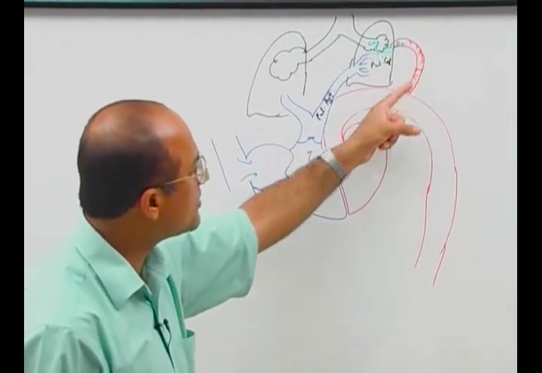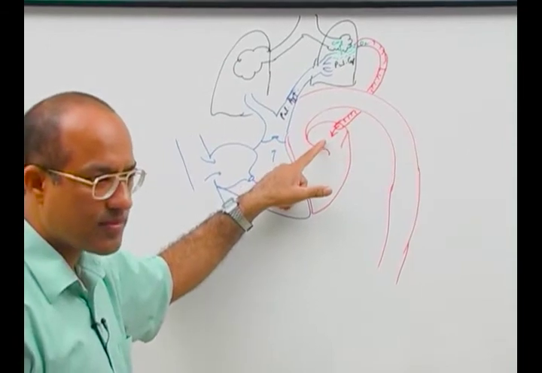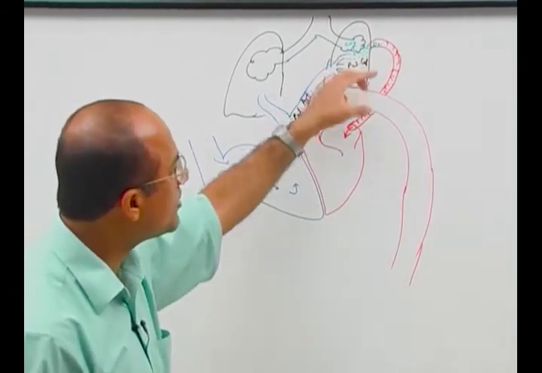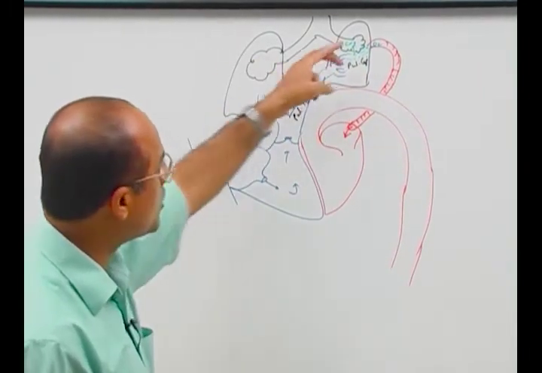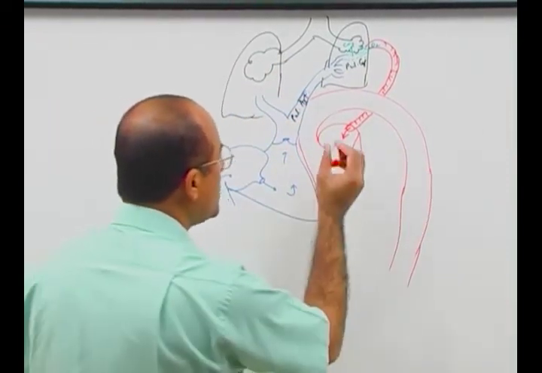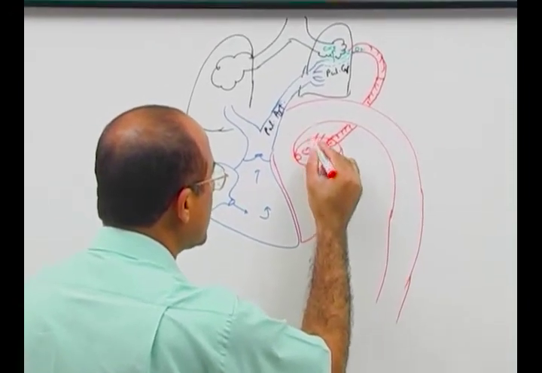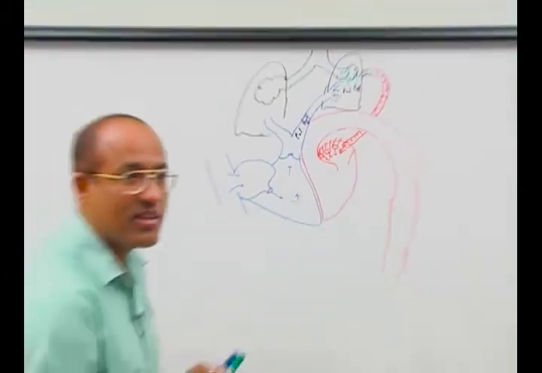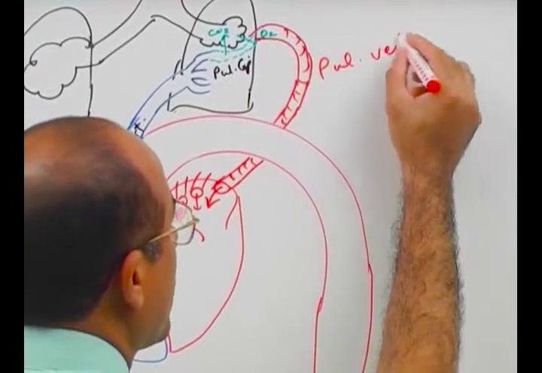Now what is this vessel which is bringing the blood from the lungs to the left atrium? What is the name of this main vessel? There are basically two vessels from each lung. So there are four, two from the left side and two from the right side. So basically how many openings are there? Four. What are these? These are called pulmonary veins.